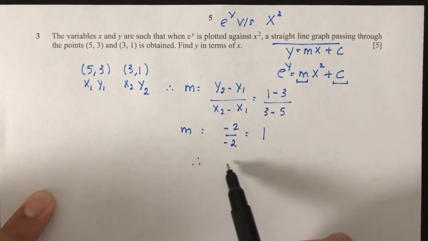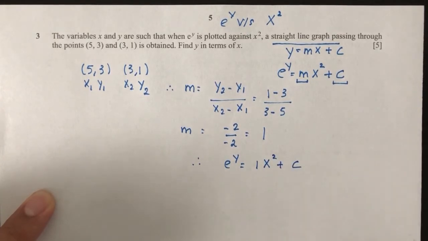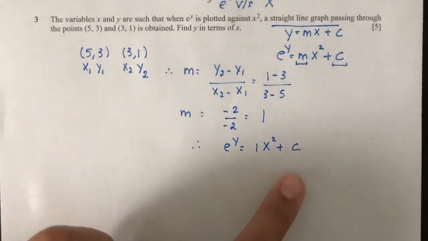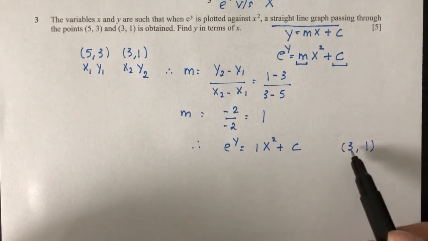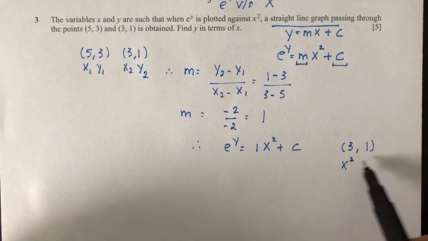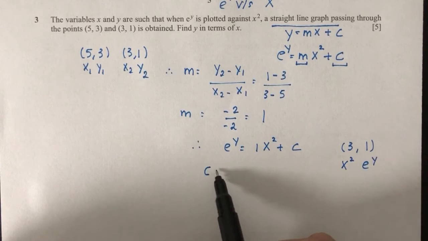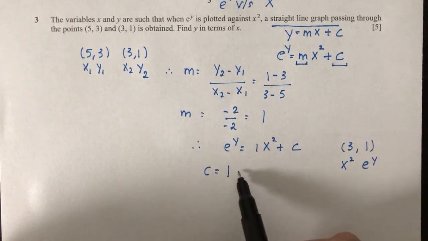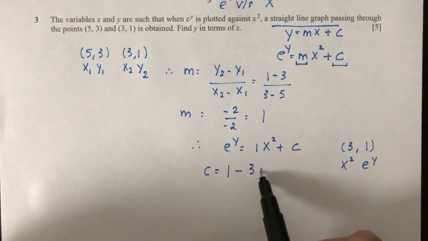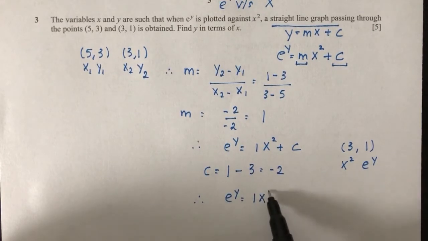So for now, this is e^y equal to 1x squared plus c. Now we have to find the value of c. So we can use a point. Let's say we use the point (3, 1). The first is x squared, and this is e^y. Let's find the value of c. So we make c the subject of formula. Then we have 1 minus 3. That will be minus 2. So e^y is 1x squared minus 2.